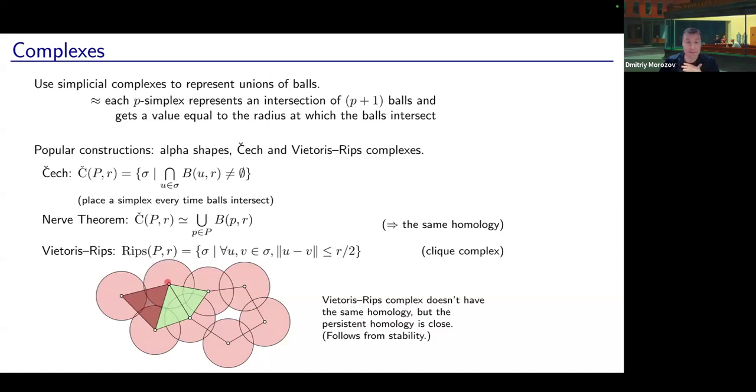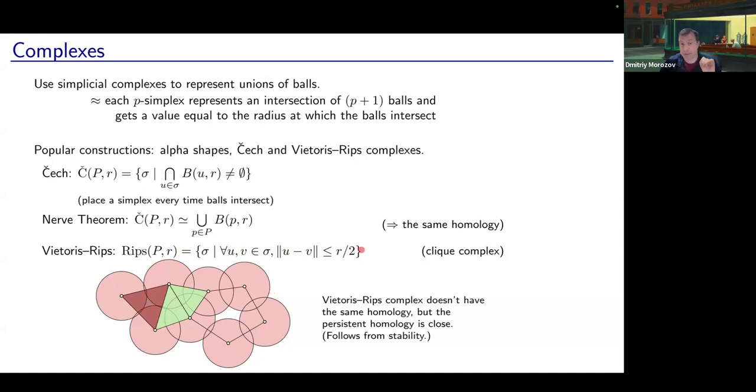And this picture illustrates the difference between the Čech and the Rips complex. In the Čech complex, we didn't have this simplex, the red simplex. In the Vietoris-Rips complex, we do. So on the one hand, the Vietoris-Rips complex doesn't have the same topology as the union of balls, but it turns out that their persistent homology is close, and this is a consequence of stability that I won't get into. But the point is that you can compute persistence for the Vietoris-Rips complex, and you can infer something about the topology of this union of balls growing process.